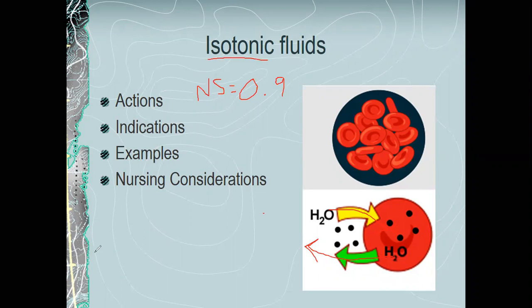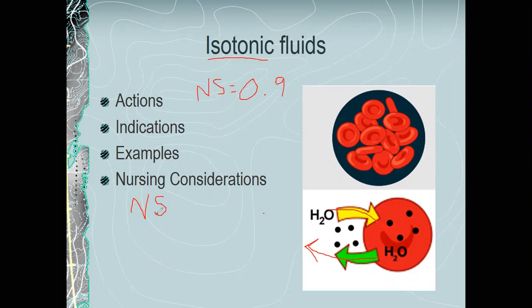It can help to provide some calories if you're using dextrose. So let's talk about the different types of isotonic solutions. First up, I've already mentioned normal saline is one of your big ones here. Normal saline is going to be an isotonic solution. It's just going to be that salt water.